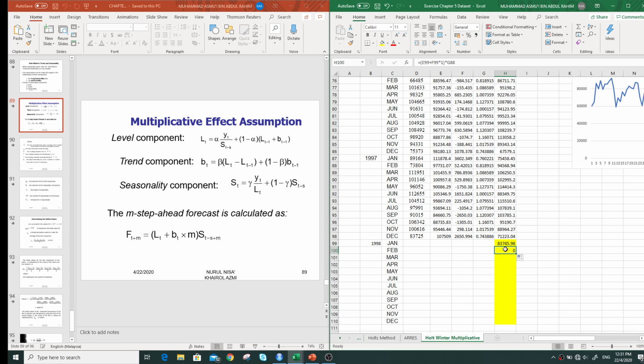For the next seasonal index, S2, instead of 1 you need to put 2 here. Sorry, this is 1, this is 2. And if you want 3, put 3 here. You can continue.